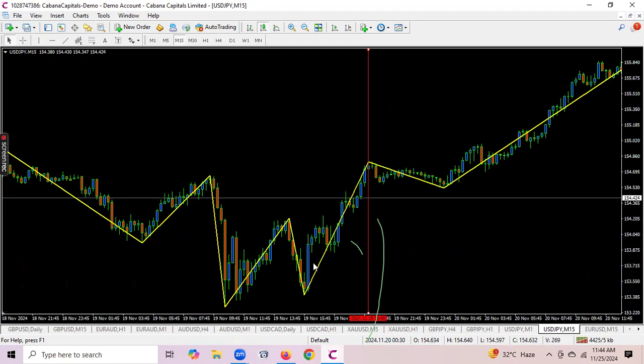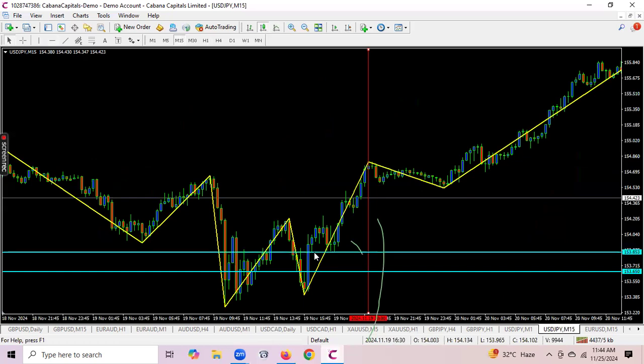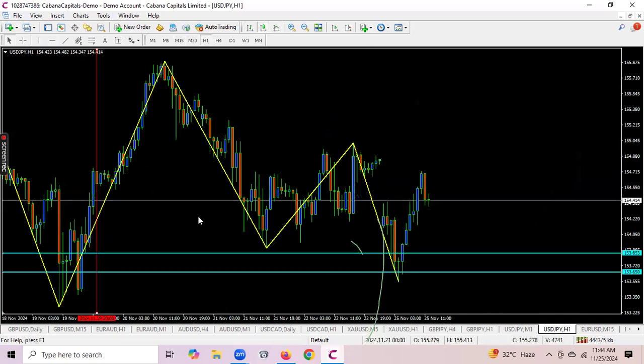Okay, so you can see the fair value gap on 15 minutes. This fair value gap was created on 15 minutes. The more you go to the right, price has already filled this gap. That could be the reason for the pullback. Let's go back to 1 hour.